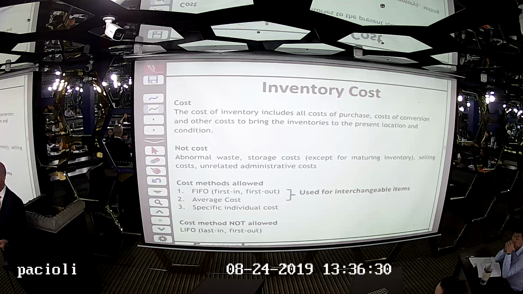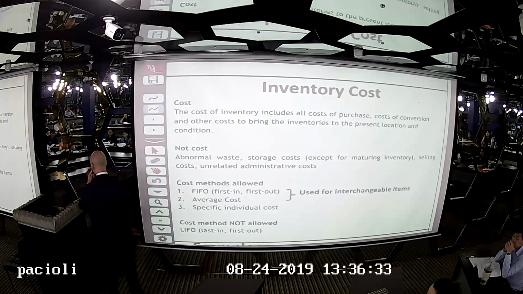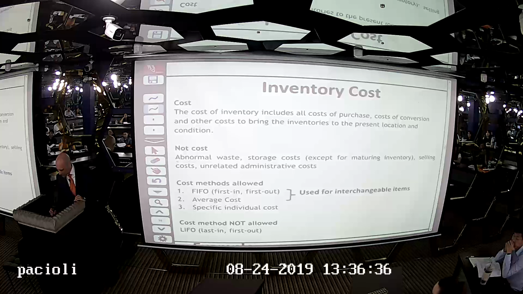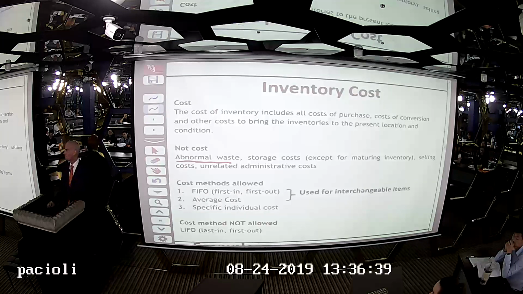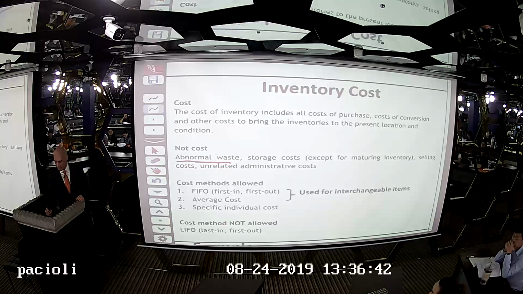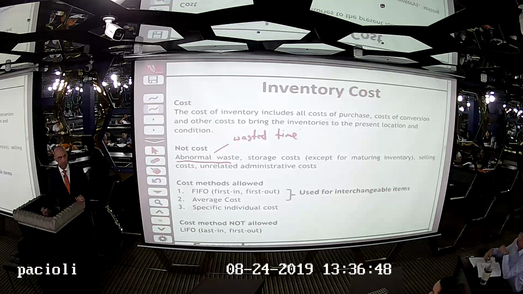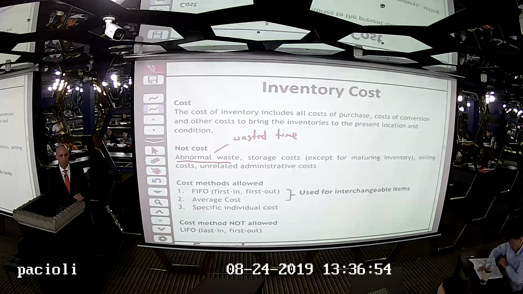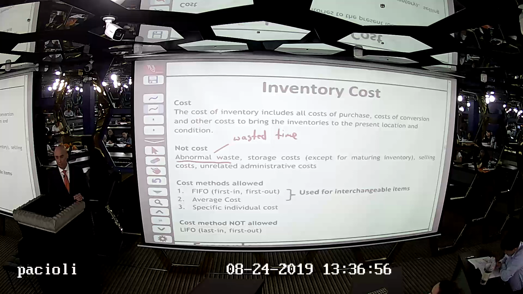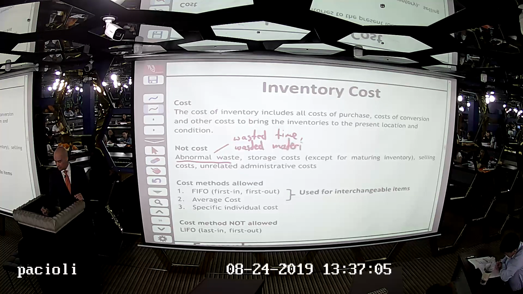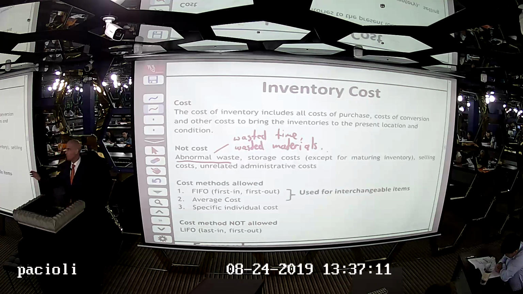What would you leave out? Well, you'll leave out what it says here. You'll leave out any abnormal waste. Abnormal waste mainly is wasted time. So in case your workers and your factory is not being productive, if you have a week or 2 weeks where you're not really producing to full capacity. So any wasted time and any wasted materials are just recorded as an expense.